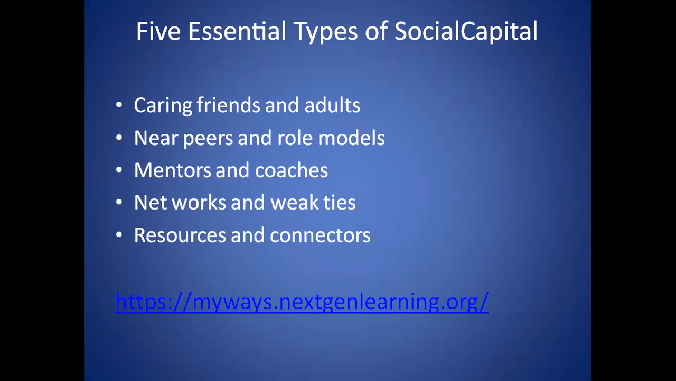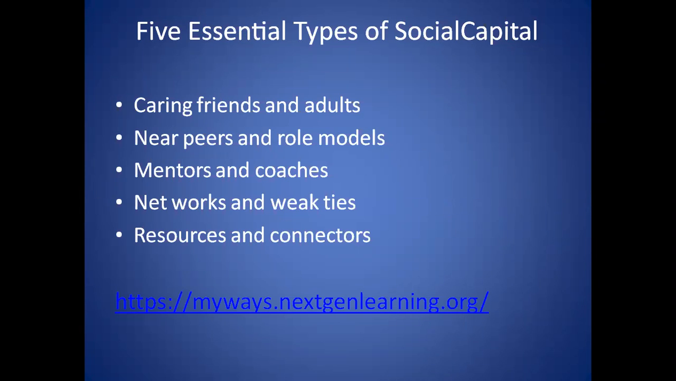This is more from the Next Generation Learning site. These are the steps, these are the resources that have been demonstrated to enhance self-advocacy and independence and autonomy and goal setting. Students are surrounded by caring friends and adults. That's back at that slide where we said that we need other people. So caring friends and adults.